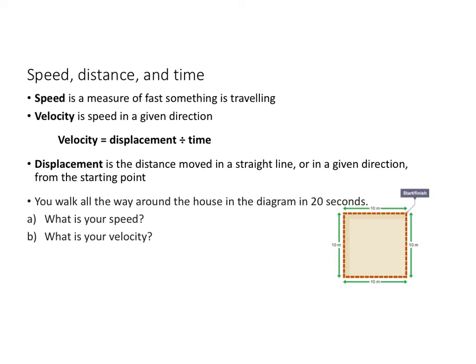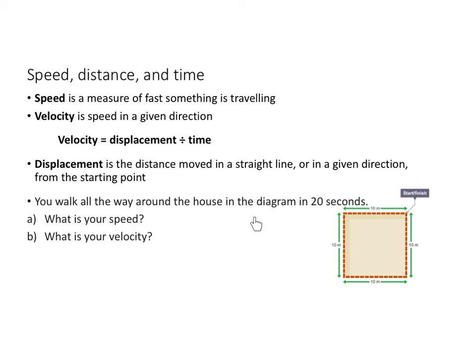Again, we're looking at velocity here. Speed is a measure of how fast something is traveling. Velocity is a measure of how fast something is traveling, but in a given direction, so velocity is dependent on the direction you're traveling. Here we've got displacement divided by time. Displacement is the distance moved in a straight line or a given direction from the starting point.